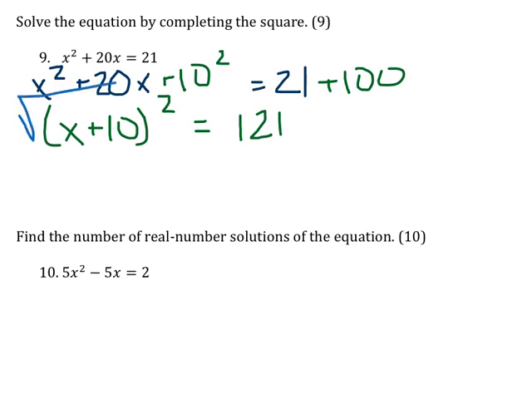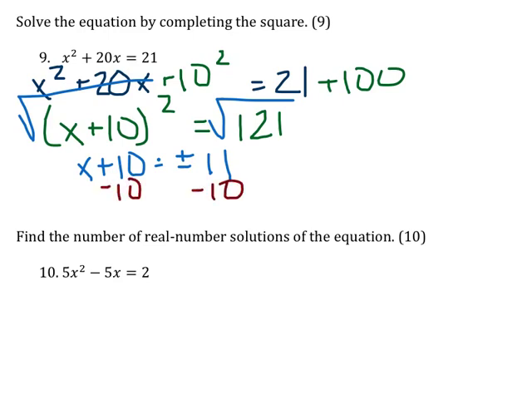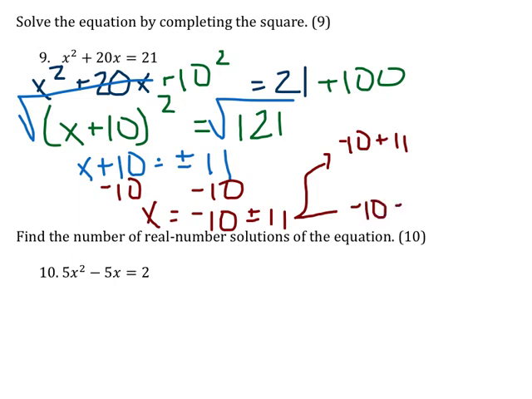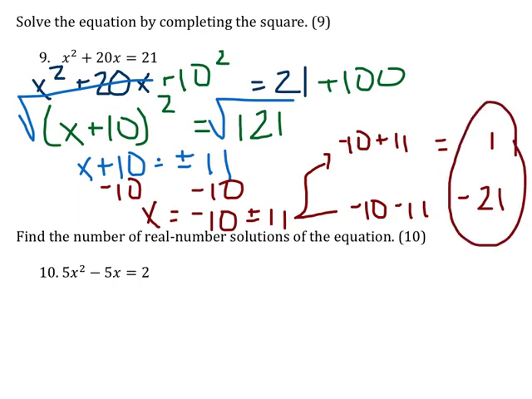We'll go through, square root both sides. We get x plus 10 equals plus or minus 11. Then we will subtract 10 from both sides. And we get x equals -10 plus or minus 11. Since we know what the square root of 121 was and we turned it into 11, we need to break this down all the way. -10 plus 11 and -10 minus 11. So that gives us 1 and -21 as our solutions.